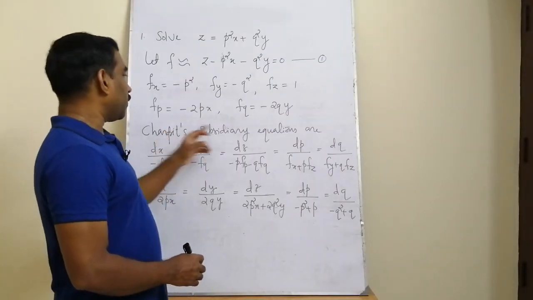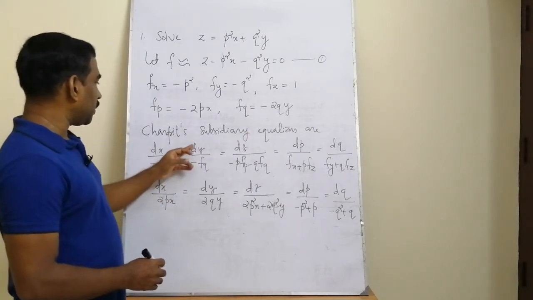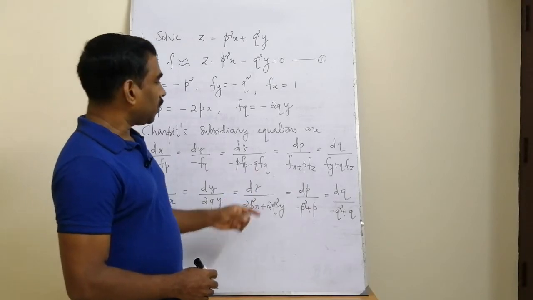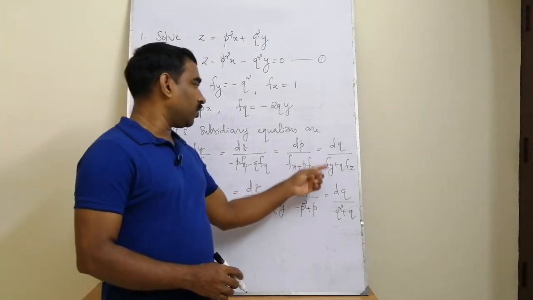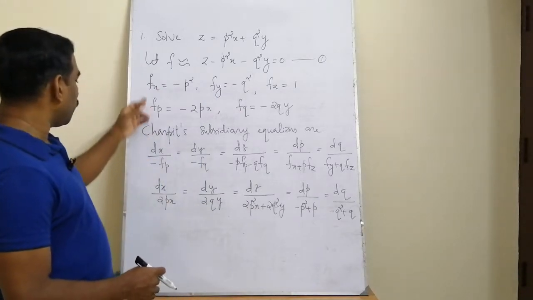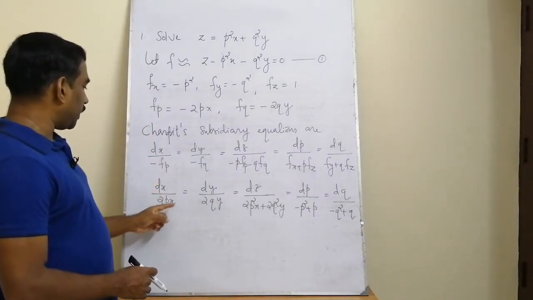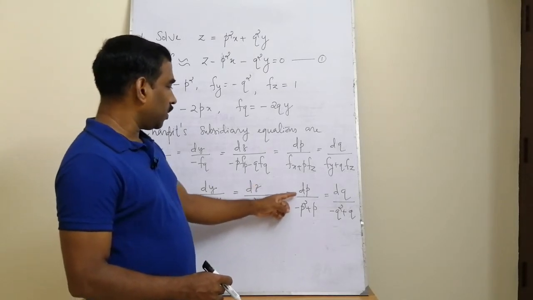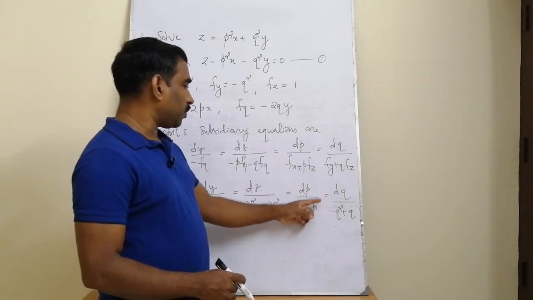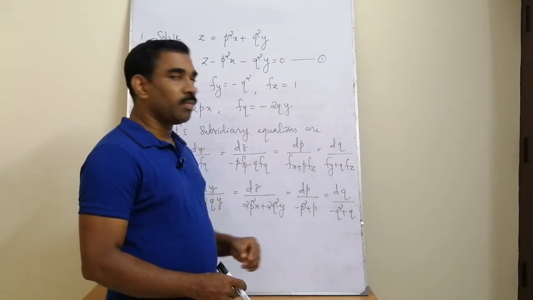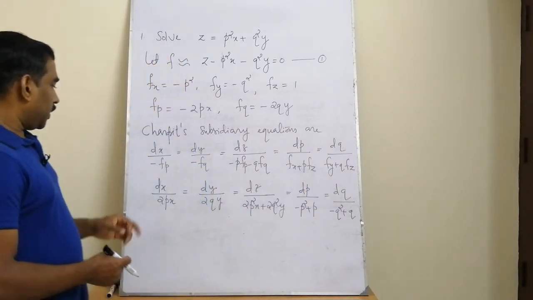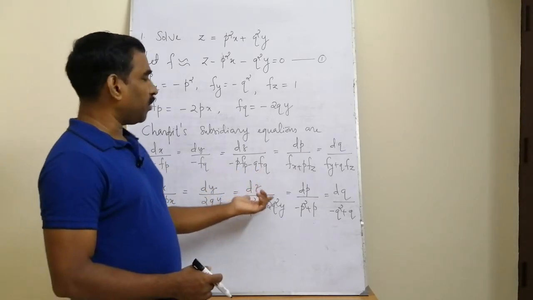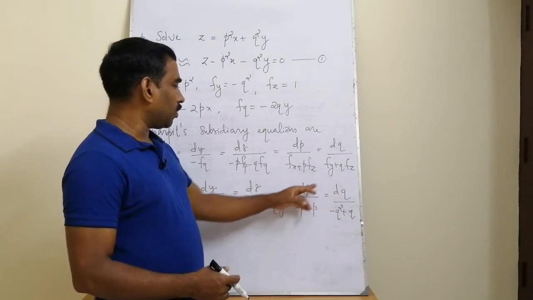Now Charpit's subsidiary equations are dx by minus fp is equal to dy by minus fq equal to dz by minus p fp minus q fq equal to dp by fx plus p fz equal to dq by fy plus q fz. And substituting for derivatives, we get dx by 2px equal to dy by 2qy equal to dz by 2p square x plus 2q square y equal to dp by minus p square plus p equal to dq divided by minus q square plus q. And we see that in these subsidiary equations, no two pairs are in separable form, especially the last two are not in separable form.